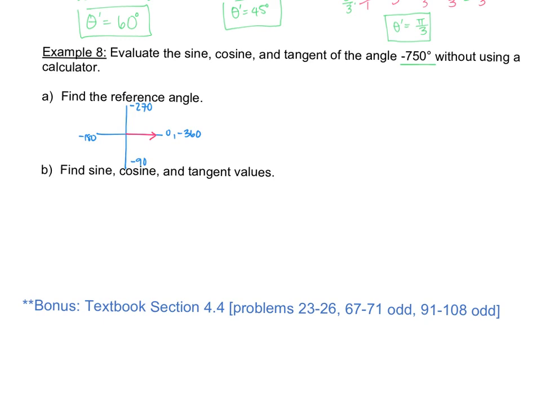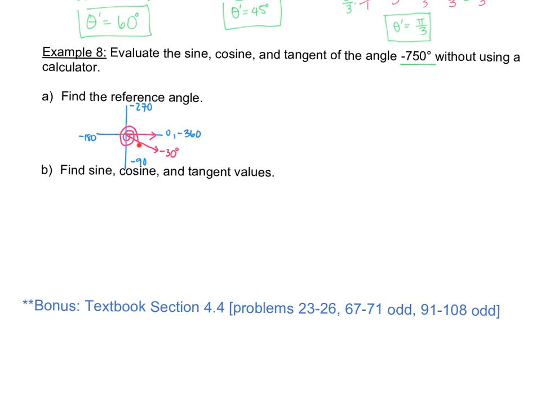Let's see if I can redraw that angle. So I went around one time. I'm going to go around another time. So if I go around an extra lap, here's my second lap, that would be another 360. So 360 plus another 360 is 720, and that's still not enough. I need about 30 degrees more past the x-axis, and I'd land somewhere here at negative 30 degrees.